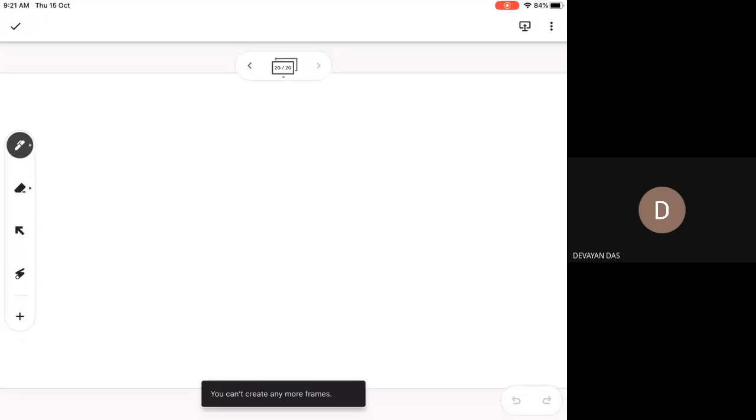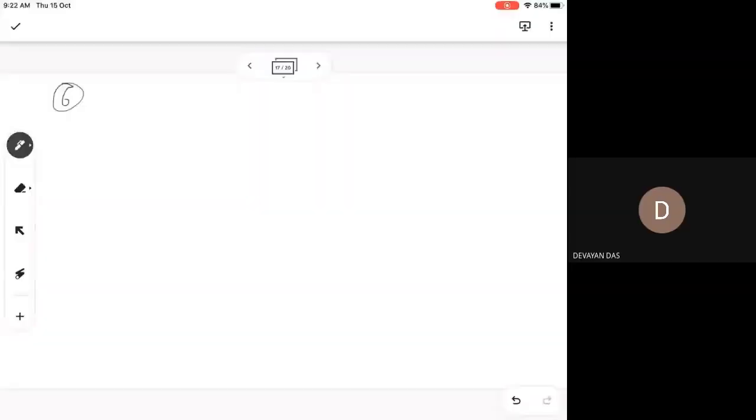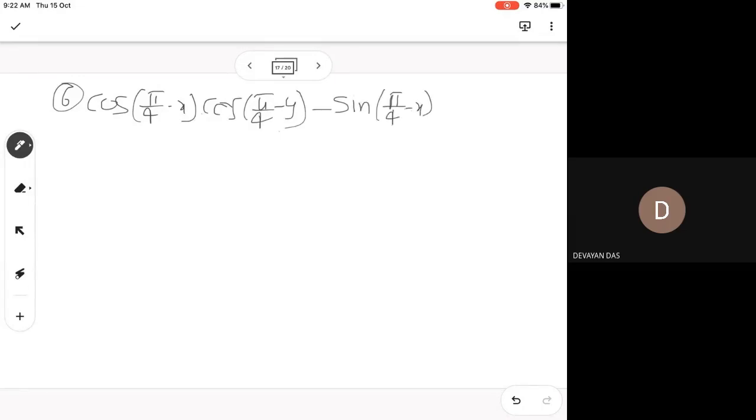Next, sixth problem. So like here all the problems you can try. You try the problems which are given to you in your textbook. All the problems which I go on explaining take more time, you can do it. I will just give one hint to you. What is given here? Cos pi by 4 minus x, cos pi by 4 minus y, minus sin pi by 4 minus x, sin pi by 4 minus y.